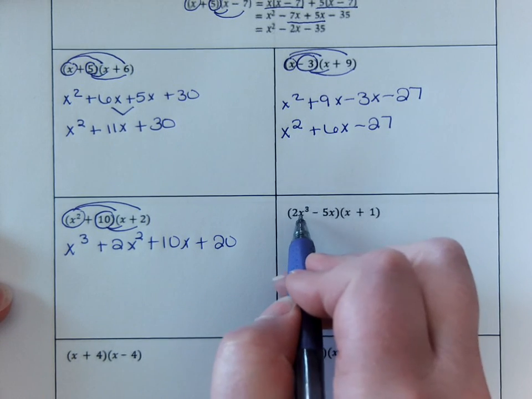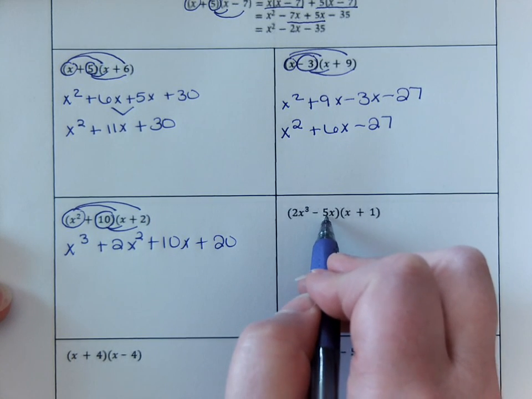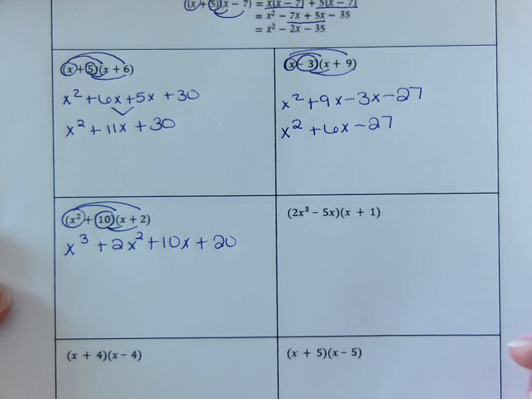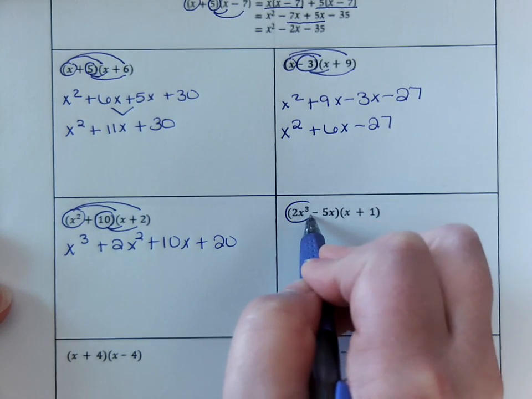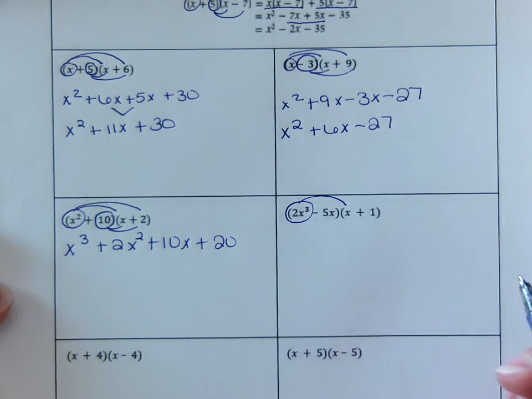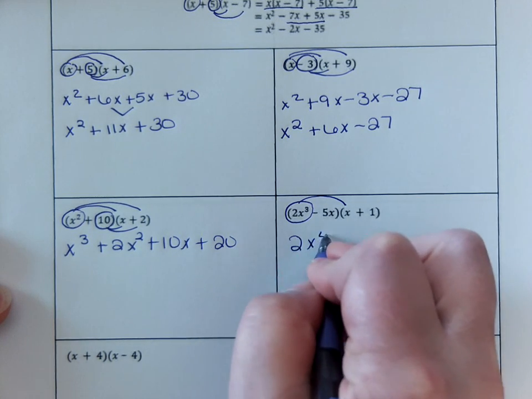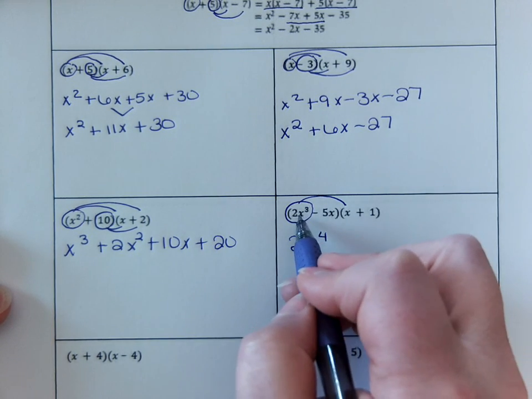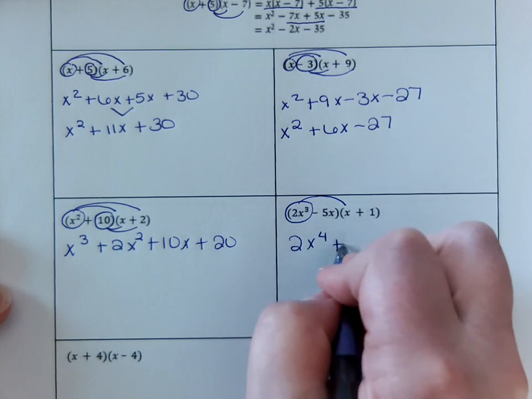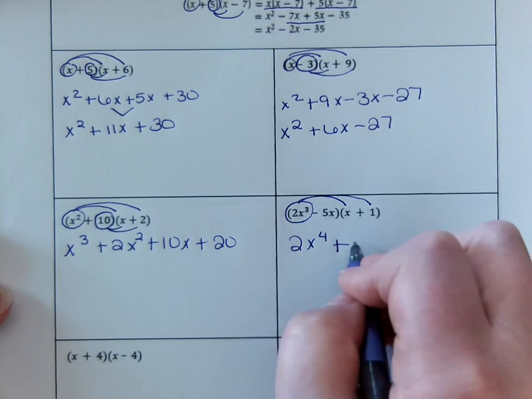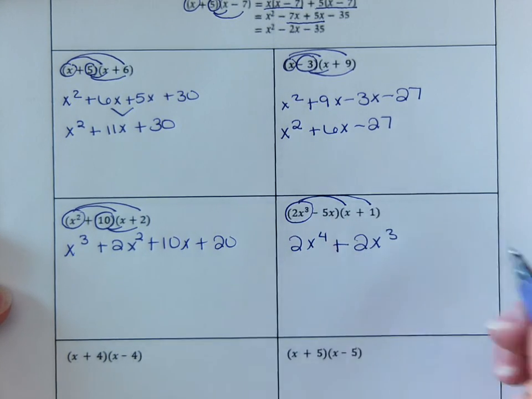We have 2x cubed minus 5x times x plus 1. So first I'm going to distribute 2x cubed. So 2x cubed times x is 2x to the fourth. And then 2x cubed times 1, whenever you multiply by 1, nothing changes, so 2x cubed.